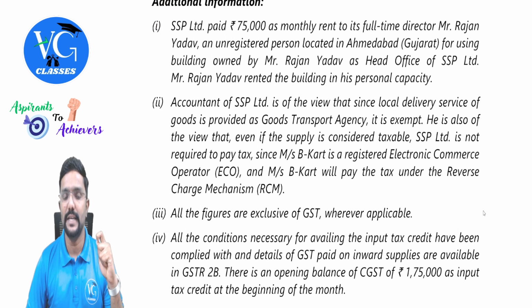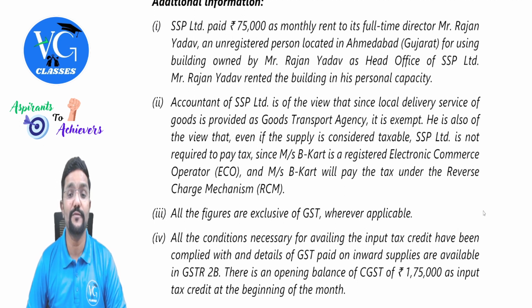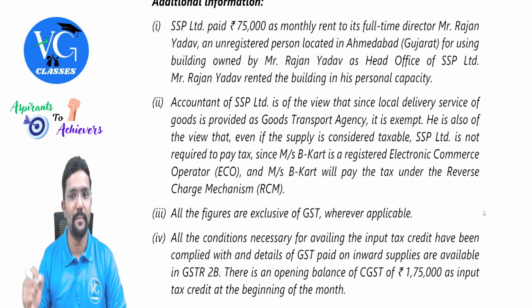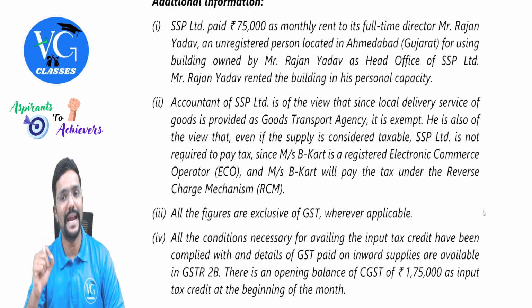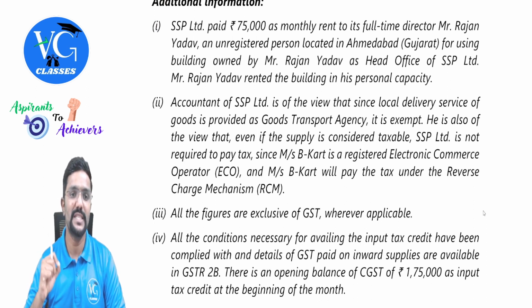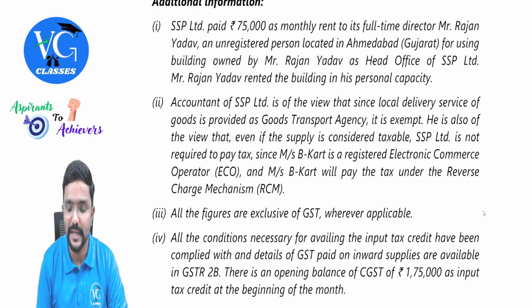SSP Limited paid 75,000 as monthly rent to its full-time director, Mr. Rajan Yadav, an unregistered person located in Ahmedabad, Gujarat, for using building owned by Mr. Rajan Yadav as head office of SSP Limited. Mr. Rajan Yadav rented the building in his personal capacity.